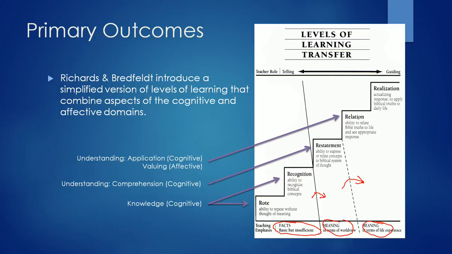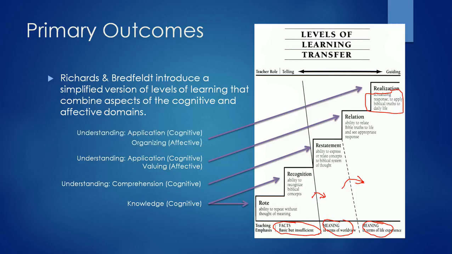And even further than that, we move from not just how does it relate to my life, to realization, where it actually becomes part of my daily life. And this is where I start to live it out. Can you guess where that would be on the cognitive and affective domain? It's definitely a combination of application again. It could even be higher than that. It could actually be synthesis at some level, and even evaluation. But at least it's application.